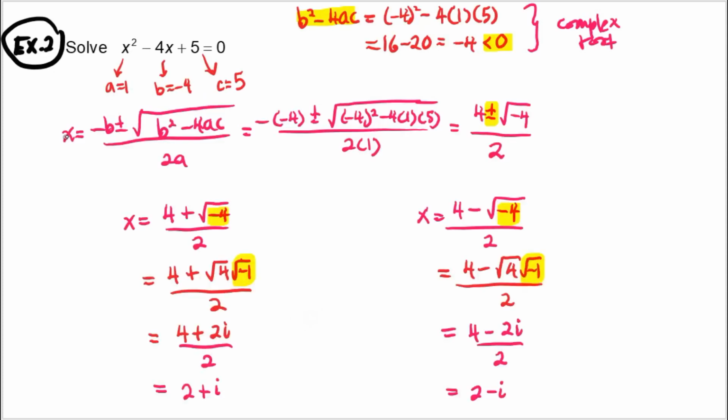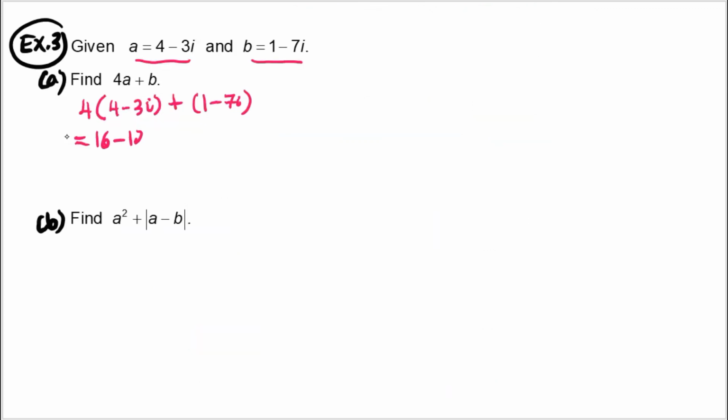Now let's consider this example. Suppose a is given by this complex number, b is given by this complex number. We have to find 4a plus b. So it's easy, right? 4a plus b means 4 multiplied with a, 4 minus 3i, plus b, b is actually 1 minus 7i. And then you expand 4, you get 16 minus 12i, plus 1 minus 7i. I collect those real parts, which is 16 with 1, you get 17, minus 12i minus 7i, you get minus 19i. So you have 4a plus b is given by this complex number.